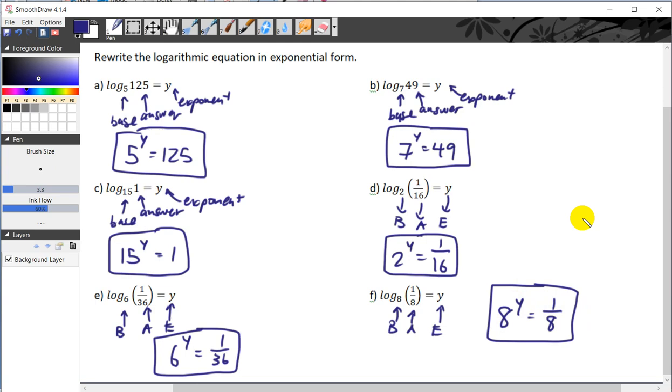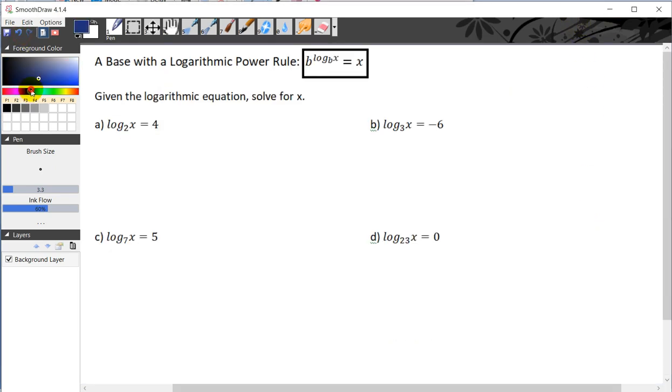Okay, so let's go ahead and look at more examples now. Let's look at another type of example here. Here's another formula you could use, a base with a logarithmic power rule. You'll see pretty soon how this can be applied. Anyway, let's start off with this. Given the logarithmic equations here, our goal is to solve for x.